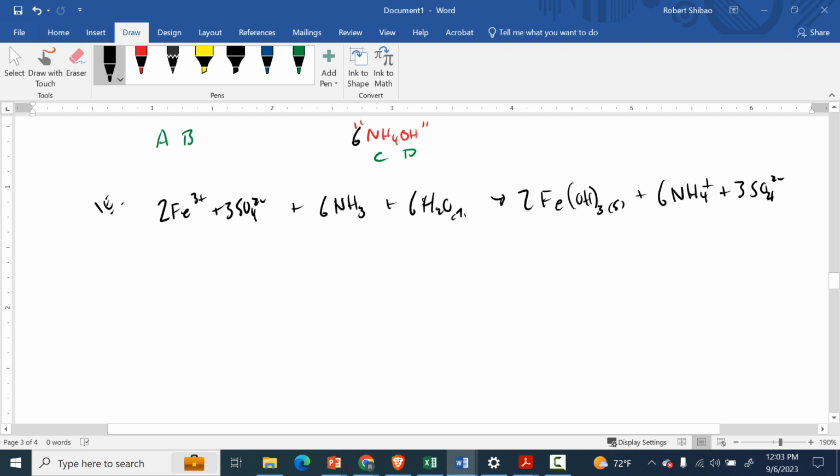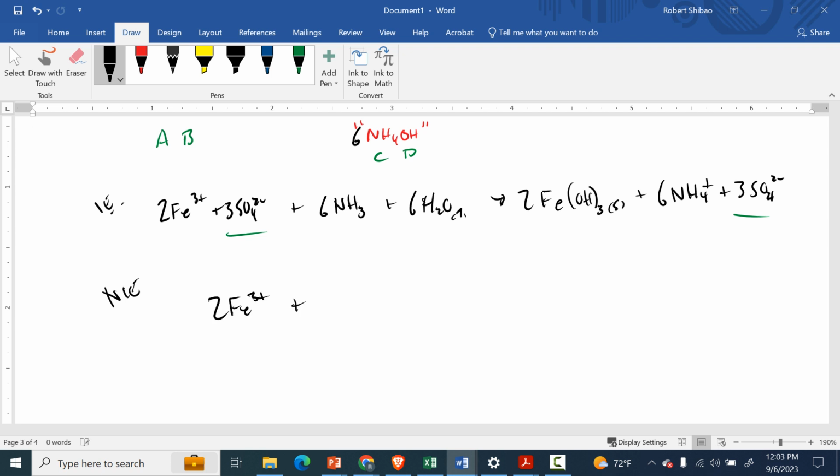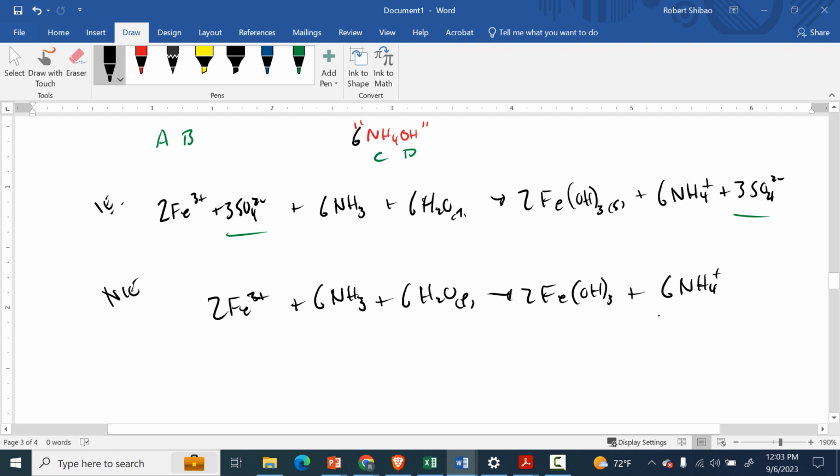All right, and then we look for the spectators. And so it looks like sulfate is a spectator, and ammonia is not, because on the left we have ammonia, on the right we have ammonium. So it looks like only sulfate is a spectator. And so the NIE is going to be 2 Fe3 plus, 6 ammonias, plus 6 waters, yields 2 FeOH3s, plus 6 ammoniums. This would be the NIE here. And the driving force again is just the precipitation, iron 3 hydroxide.